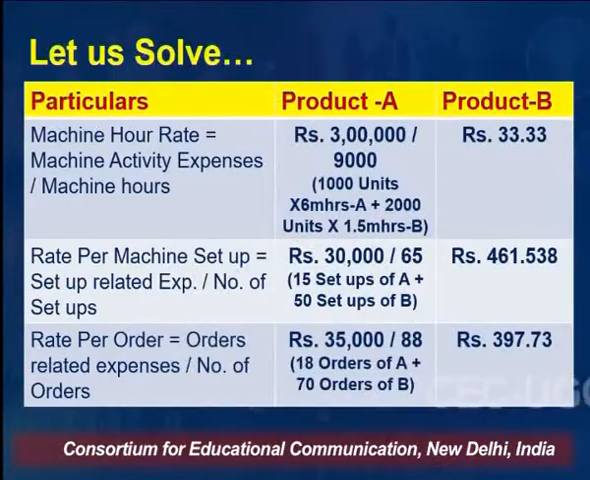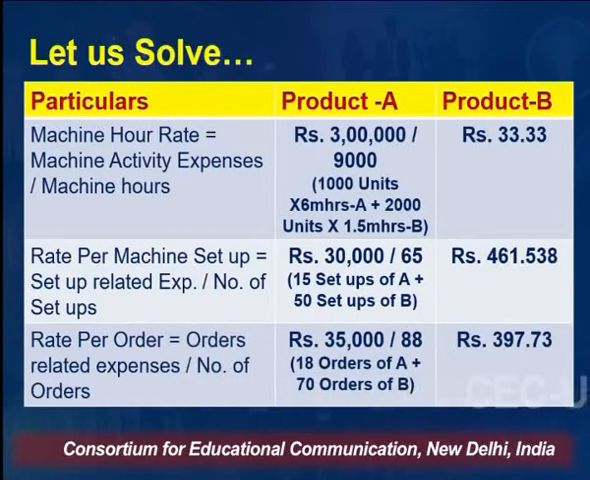So very simple, for both the products we have to first calculate the rate, and what we are doing here, the machine hour rate we have to calculate. What is the formula for that? If you recall the very first lecture of mine, I told you whatever is the concerned activity expenses, concerned cost driver expenses, take that expense and divide it by the concerned driver. So for machine activity expenses, of course the machine hour is going to be the cost driver.